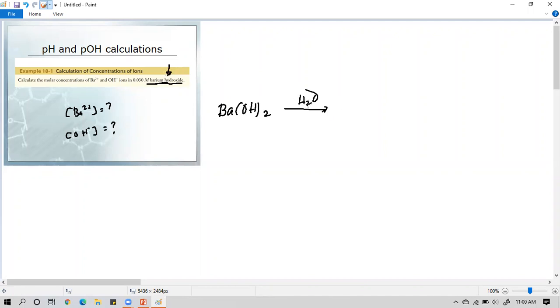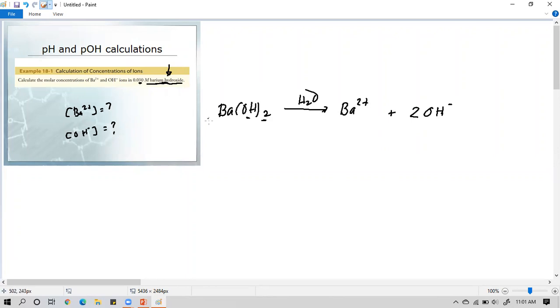So, barium hydroxide dissolved in water will form complete ionization with barium ions plus hydroxide ions. But the reaction is not balanced, because we have 2 OH here but only one on the other side. So you put a 2 here. So, what are their concentrations?